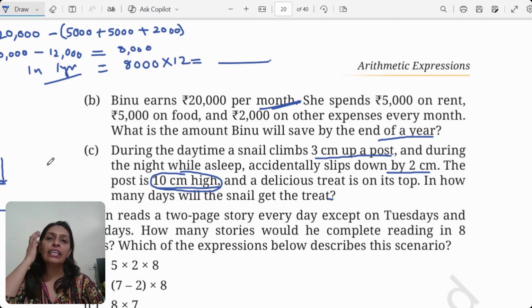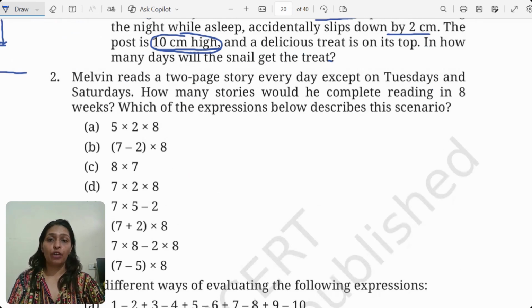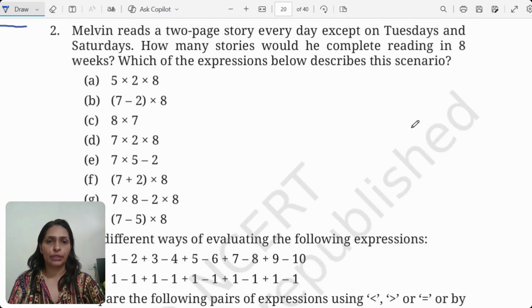Still, if you have any confusion, anything that you want me to help you out with, do reach out. Now, moving ahead to question number two. Now, we have got so many options for this, right?